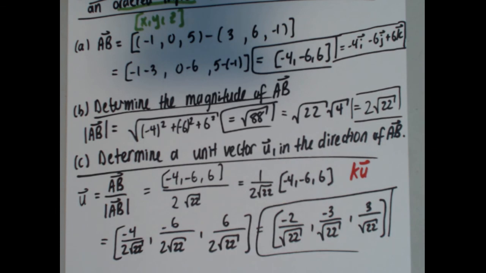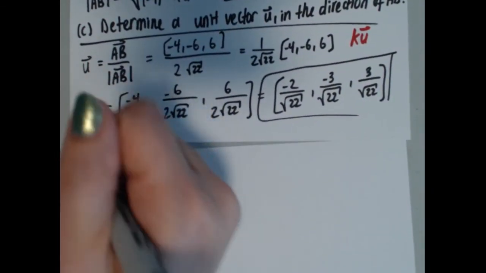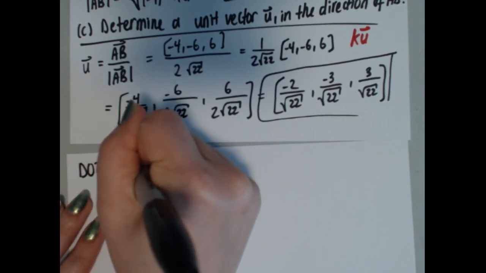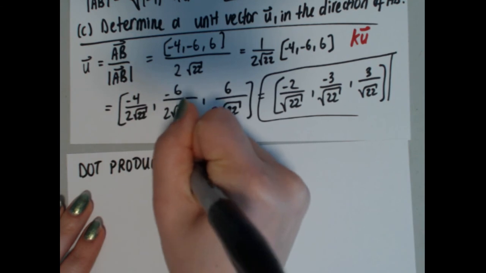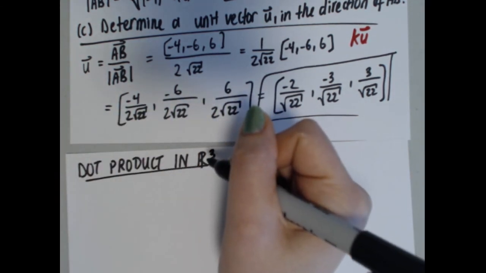Okay, so we've seen vector addition, we've seen scalar multiplication, all of that, it's the same from R2 to R3. Now let's look at dot product. If you haven't noticed yet, this lesson is a bit long. Dot product in R3.